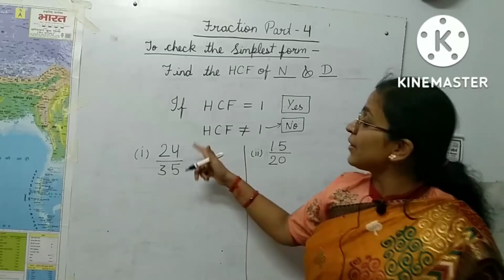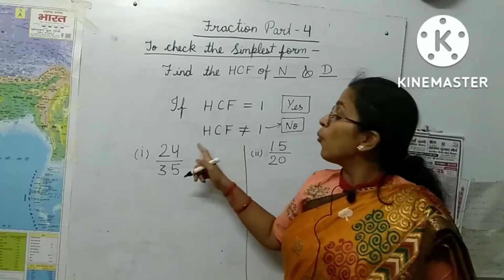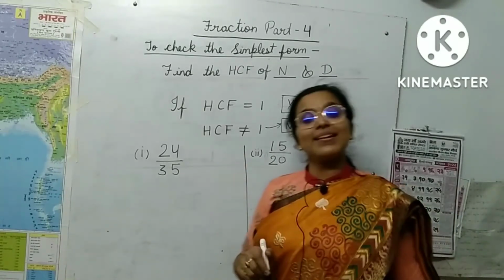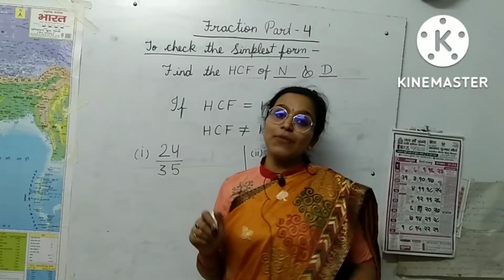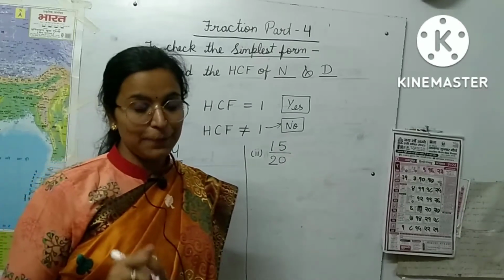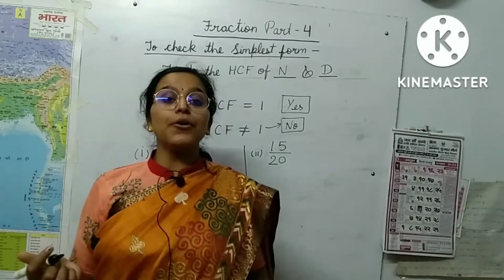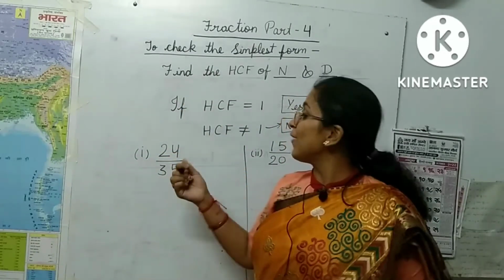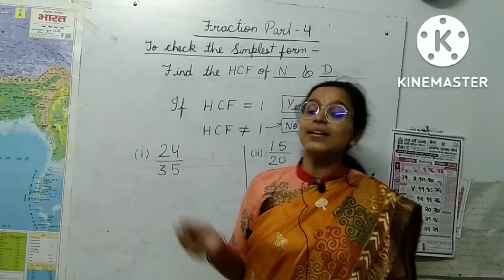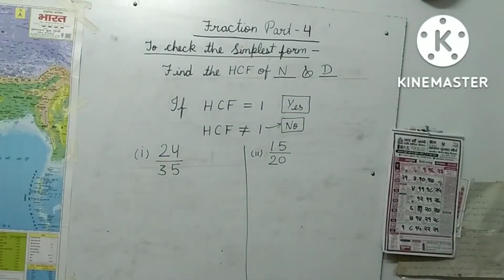Here I have taken two fractions. One is 24 by 35. First we will find the HCF of 24 and 35. I hope you know how to find the HCF. If you do not know, here we will find it with the method of division, and you will definitely understand.